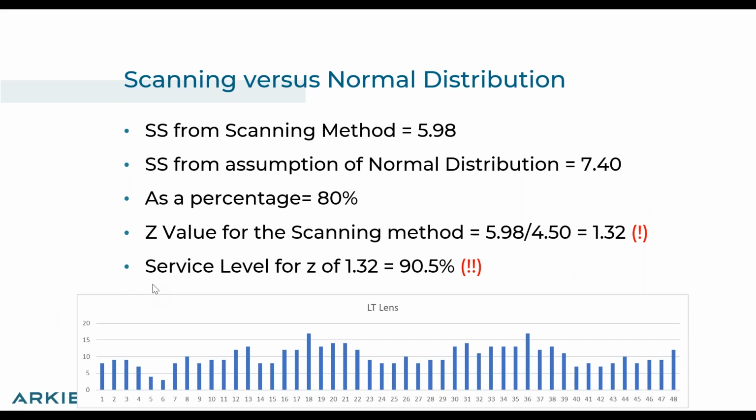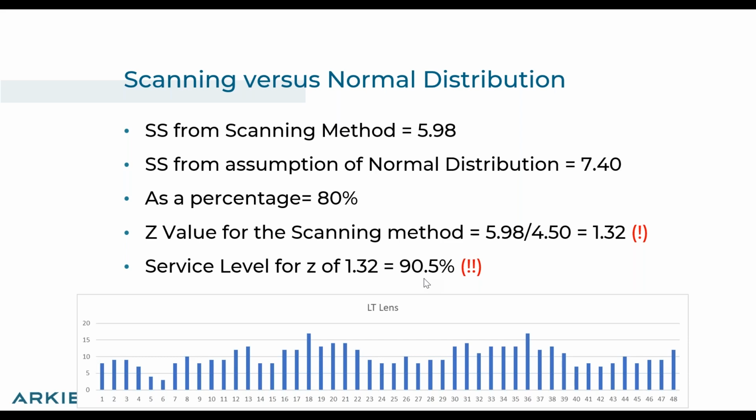We can also look up the tables on normal distribution and back calculate the service level. So the service level for a Z value of 1.32 is 90.5%. So if the data is normally distributed, then the scanning method is giving us a safety stock that is only giving us 90% of service. On the other hand, if the data is not at all normally distributed, then this comparison is kind of bogus.